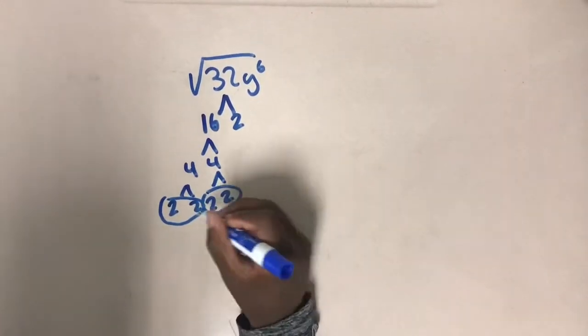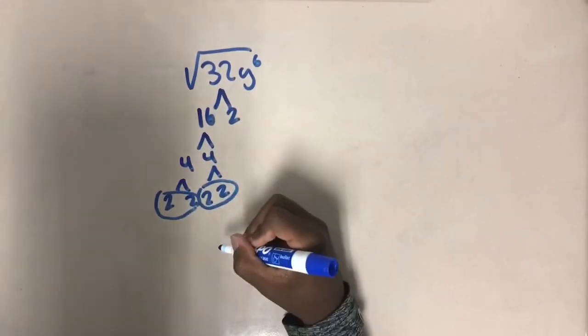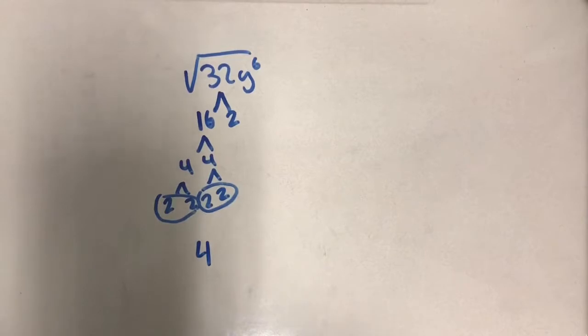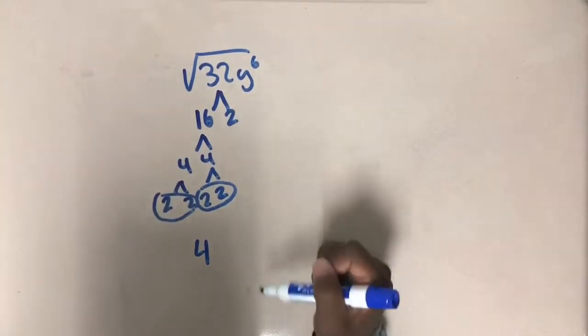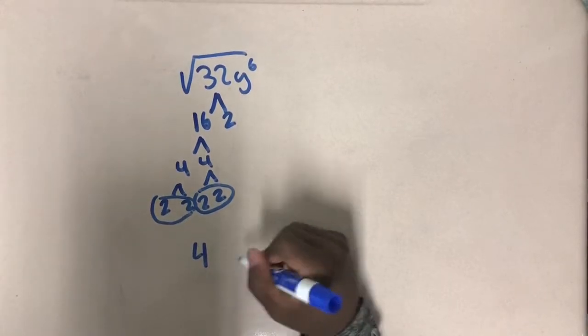And for the square root, if you have two groups of something, you multiply them together, and that number goes outside the radical. So 2 times 2 is 4, so that means the 4 will go outside the radical. And we can't forget about the 2 in the beginning of the problem, and since it's already in its simplest form and doesn't group with anything, it stays inside the radical.